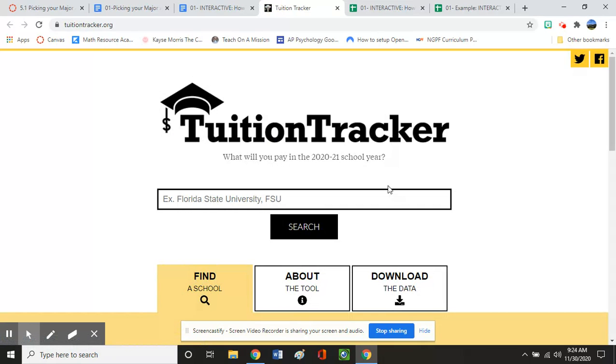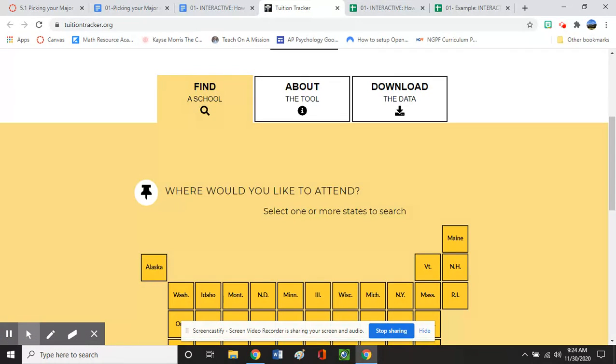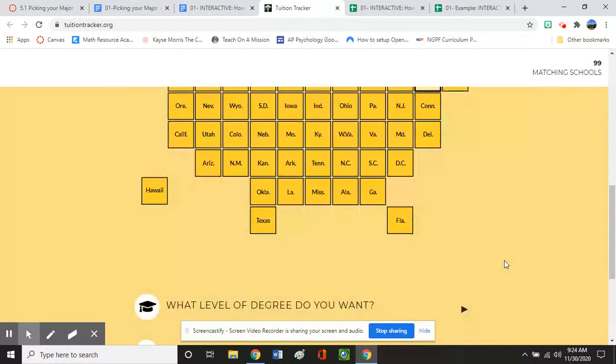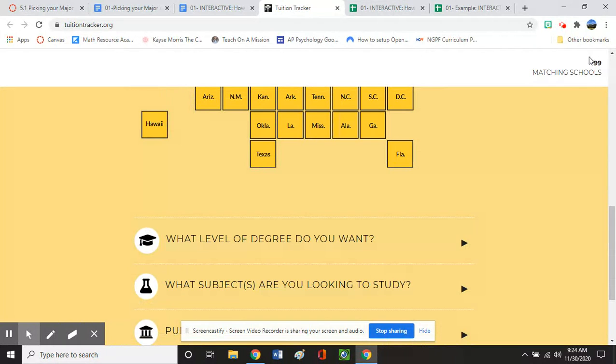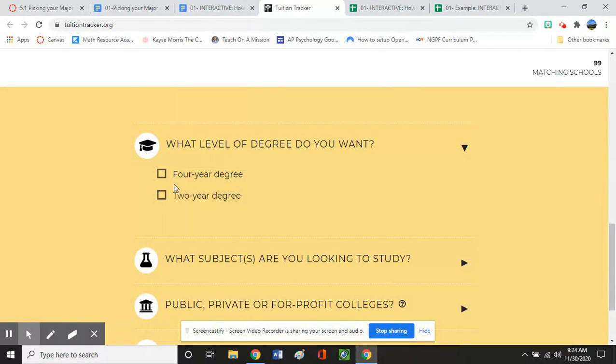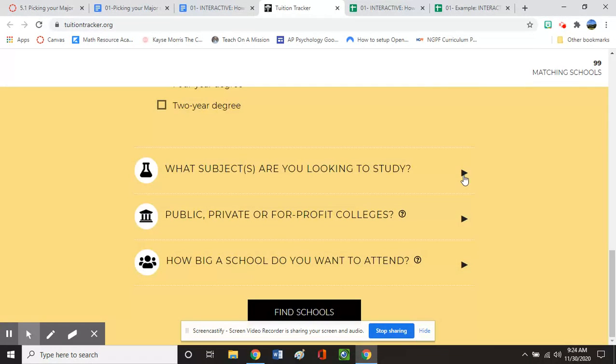So with this tuition tracker, you have to have your major in mind. For my example, I picked Massachusetts. And you can see that I have 99 schools matching right now. So what level of a degree do I want? I want to have a 4-year degree. You guys could pick 2-year or 4-year.